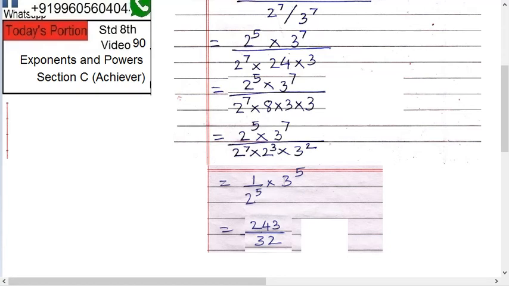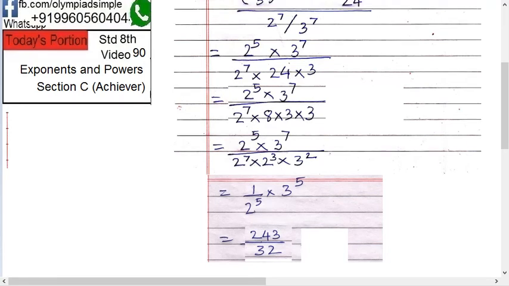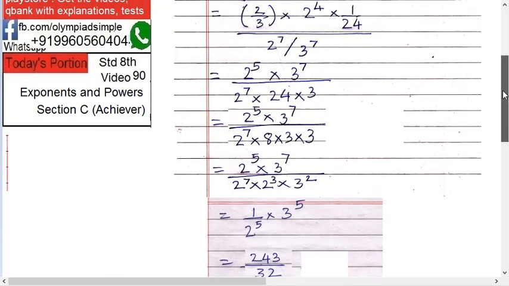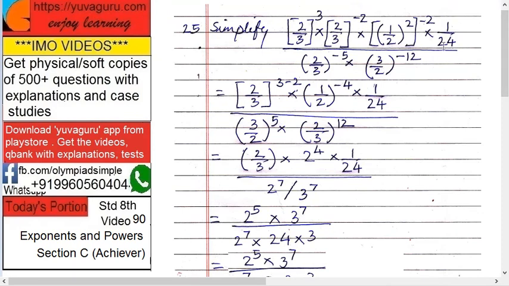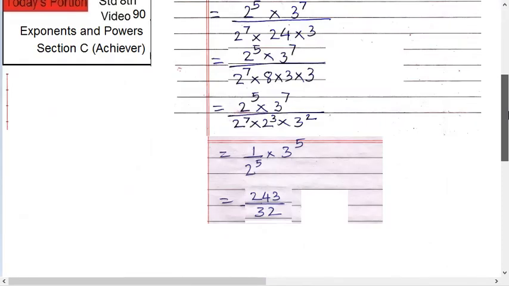So what remains? 3 raised to 5 upon 2 raised to 5, and that is what? 243 upon 32. What is 243? 3 raised to 5 is 243. 2 raised to 5 is 32. See here, this you need to remember. I'll show you just now what powers are needed throughout your competitive exams, throughout your life. Let's first complete this. So the final answer is 243 upon 32. That is what is needed in the simplification. This was a problem and the answer is 243 upon 32.